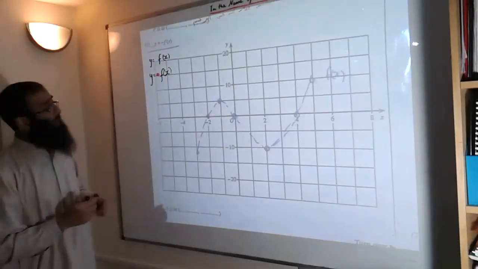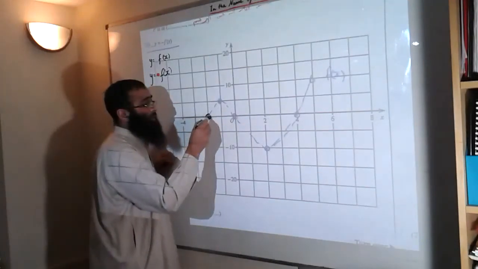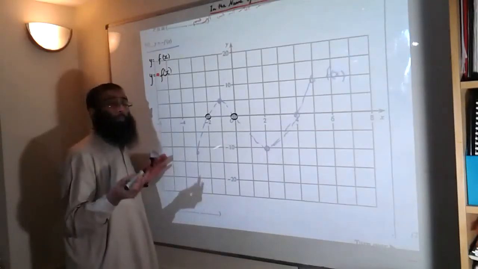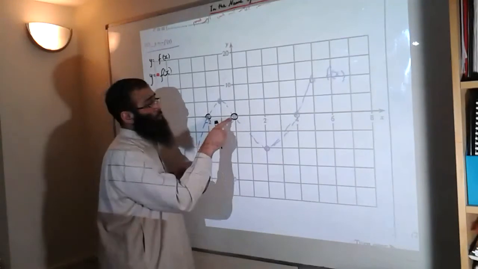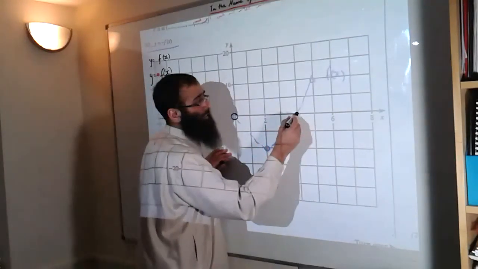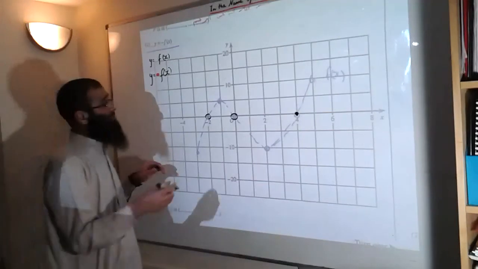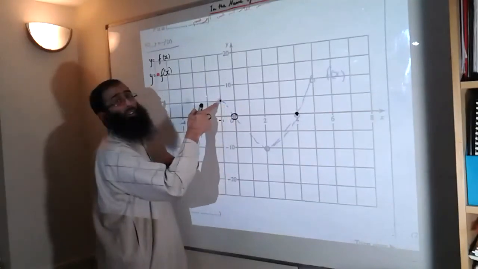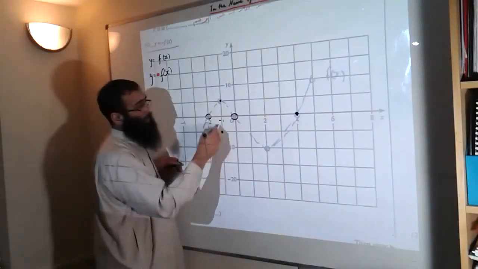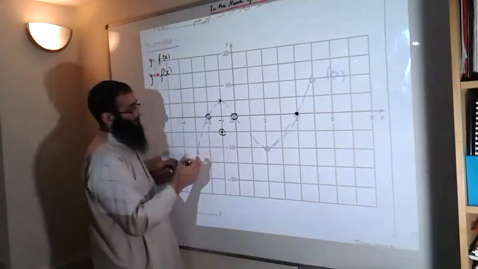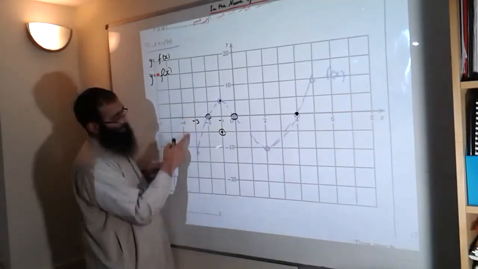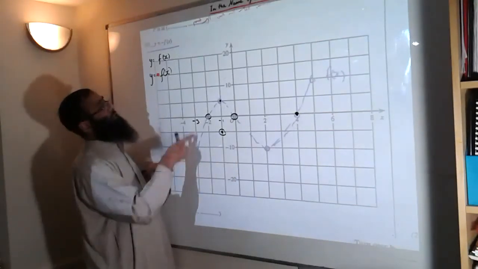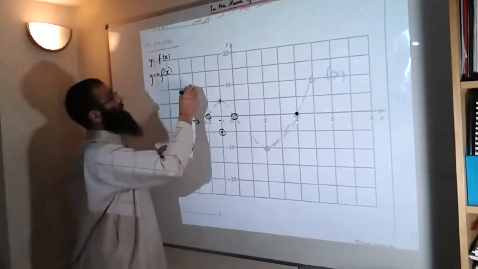So let's quickly have a go at that. Remember, if you do a reflection question, any points on the mirror line stay exactly where they are. So these two points are on the mirror line, the x-axis, so they stay there. Now, we need to invert everything else. So at x equals minus 1, we had a y value of 5. That becomes now minus 5. That gets flipped to the bottom. At minus 3, the y value was about minus 12. That gets reflected upwards to about plus 12.